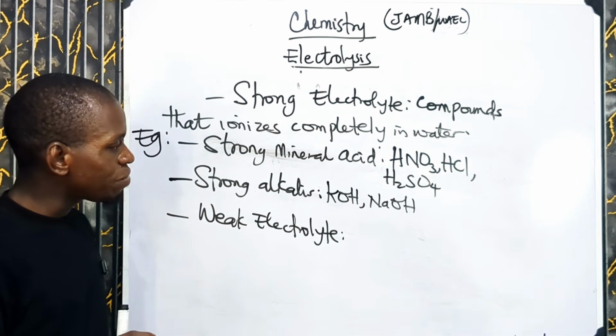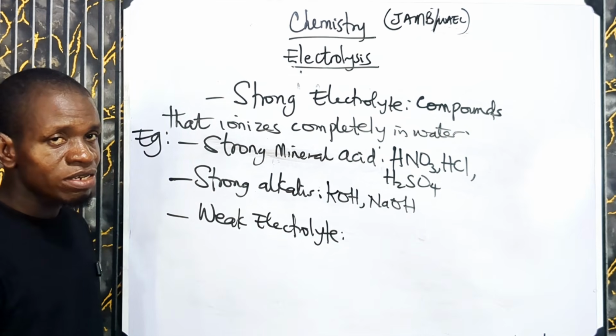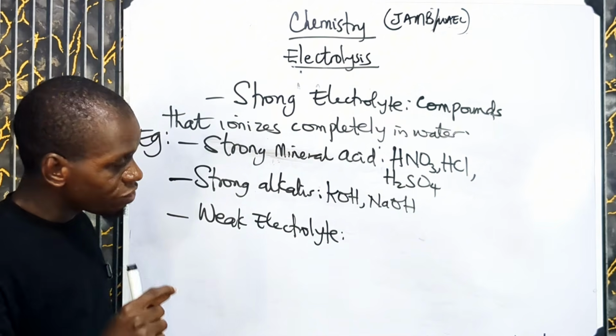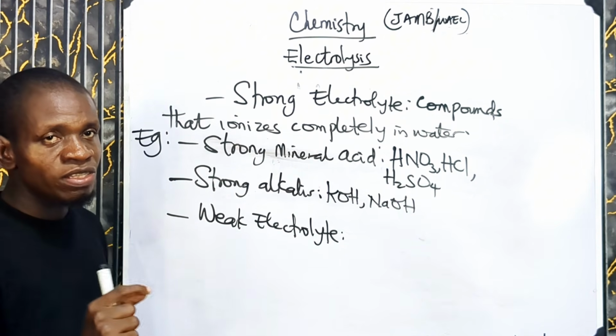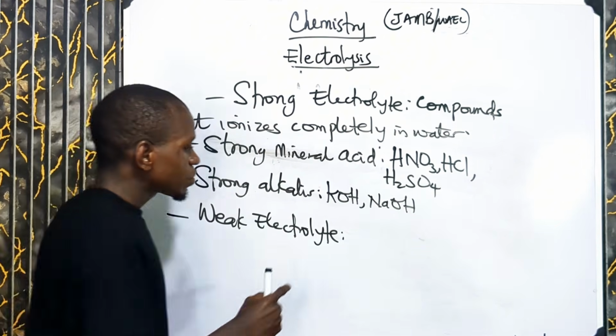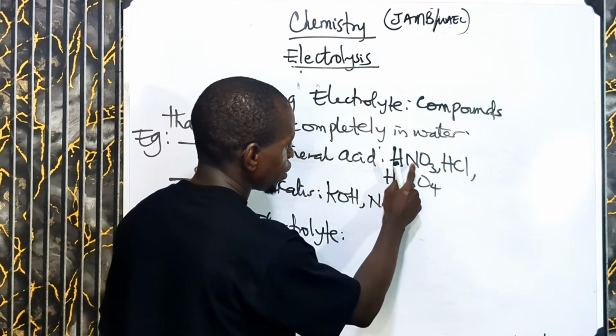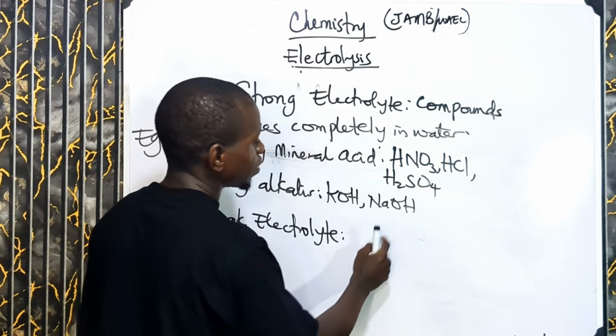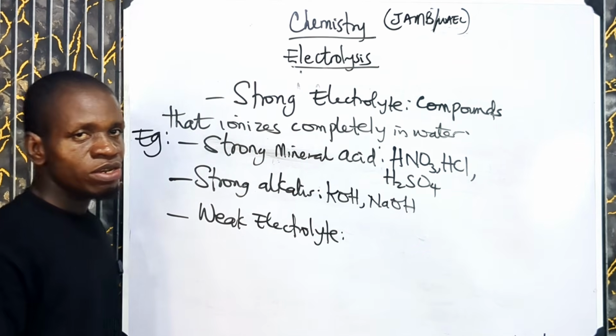So how many electrolytes have I mentioned to you now? They are already 5 in number. Just bear it in mind that they are just 5 in number, but they are more than 5. I'm still going to list the rest. So HNO3, HCl, H2SO4, KOH, and sodium hydroxide are examples of what we call our electrolytes.